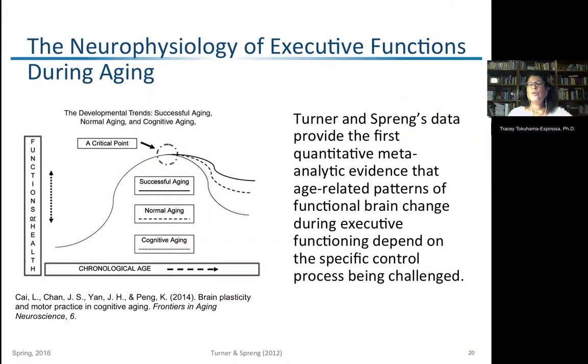And if we look at this over the lifespan, Turner and Spreng's data provide the first quantitative meta-analytic evidence that age-related patterns of functional brain change during executive functions depend on specific control processes being challenged. That is, some things related to working memory might go down, whereas things related to inhibitory control could go up. So depending on the sub-element of executive functions, you found differences here. In a different study by Kay and colleagues, they have a hypothesis: there's successful aging in which cognitive decline is reduced by successful maintenance of executive function. So that's also something really worth looking at if you're interested in this particular topic.